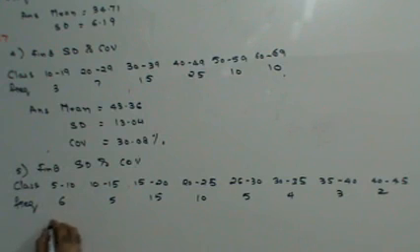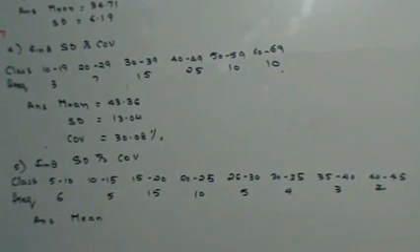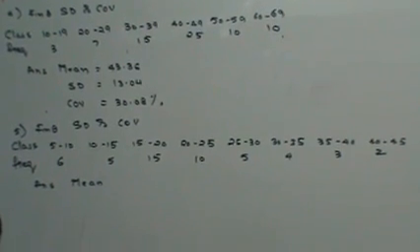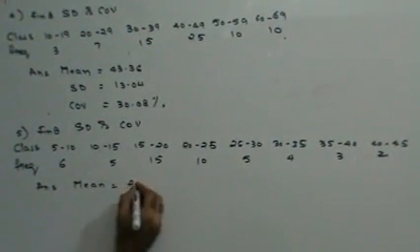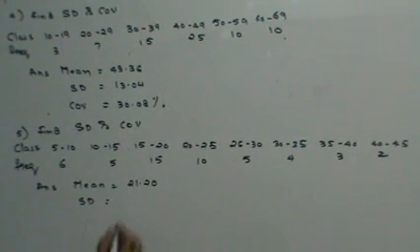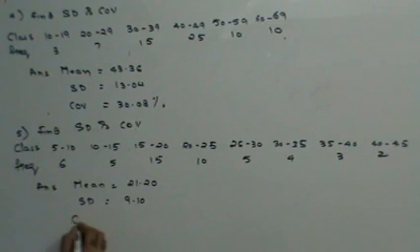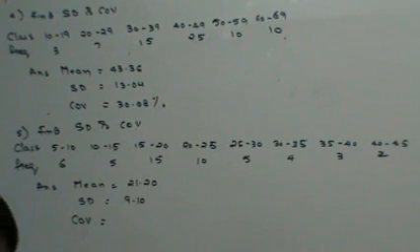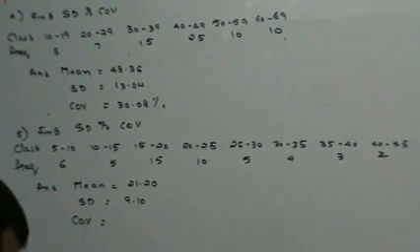The answer for this should be: you should get the value of mean as 21.20, standard deviation should be 9.10 and coefficient of variation should be 42.92%.